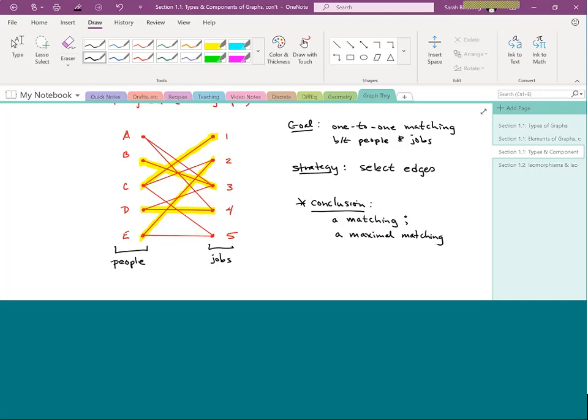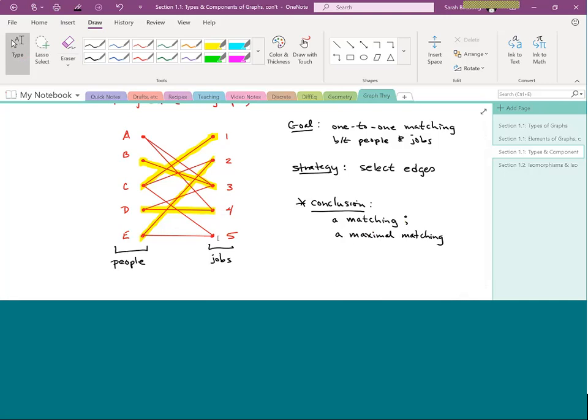Now, it turns out matchings are not unique, which means you have lots of different options. We pointed that out when we said we didn't have to do D4. We could have done A4. And one of you actually mentioned down here E. We didn't have to do E2. We could have done E and 5 down here. Yes, there are different ways that you can put in your matchings.